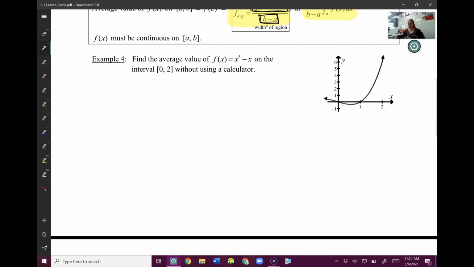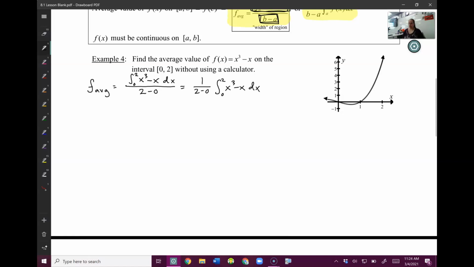We want to find the average value of this equation from 0 to 2 without using a calculator. So the average value is going to be the integral on this interval of the equation divided by the width of the interval. Or we can also put that width out front and write it like this. Makes it a little cleaner.